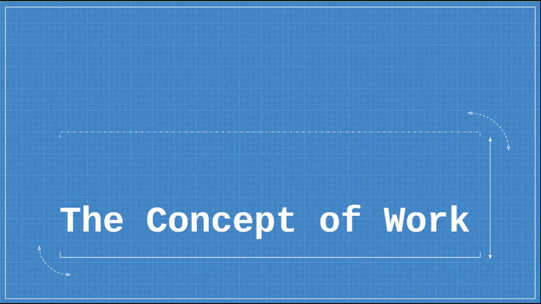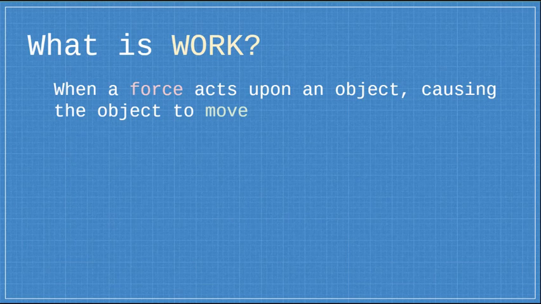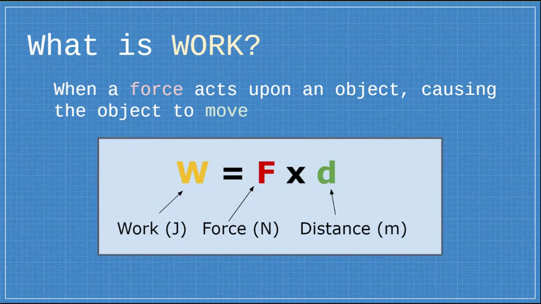Today we're going to talk about the concept of work, which is actually a unit of measure in physics. So what is work? Work is when a force acts upon an object, causing that object to move. The work equation is pretty simple. Work equals force times distance. Work is always measured in joules with a capital J.